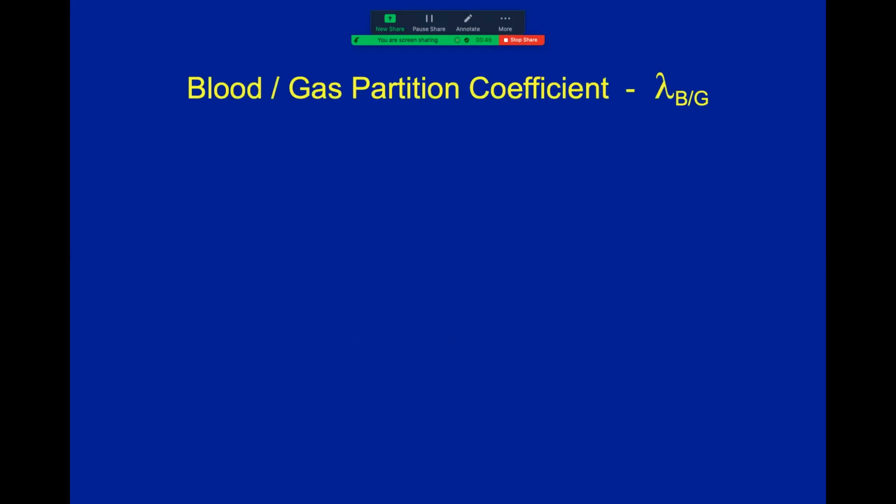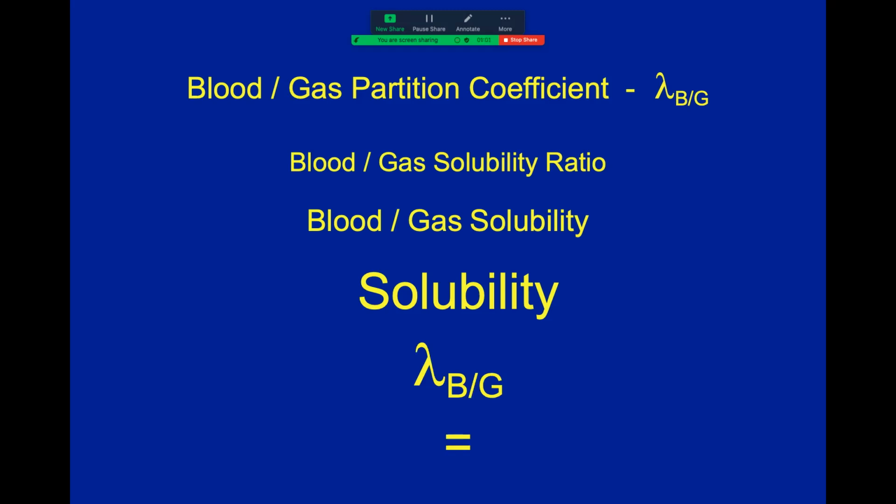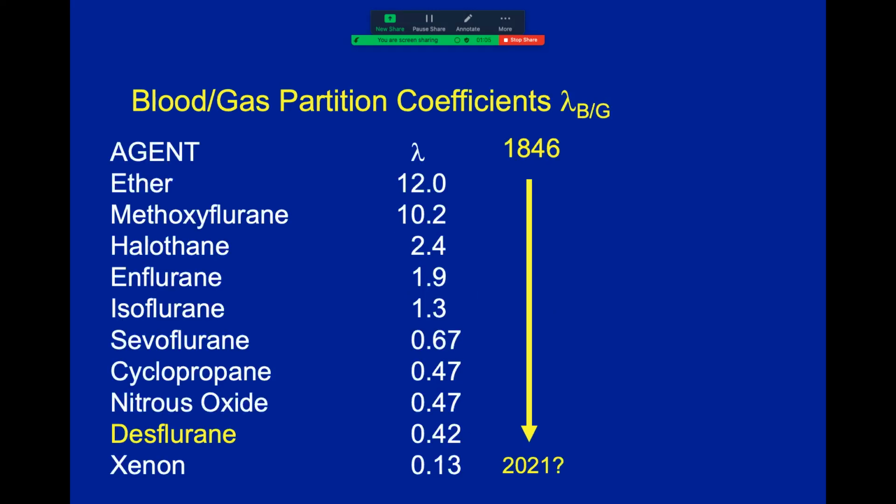The blood gas partition coefficient, lambda sub blood gas, also called the blood gas solubility ratio, the blood gas solubility, just plain solubility, and abbreviated this way. All of them are the same, and I will use them interchangeably as often as done.